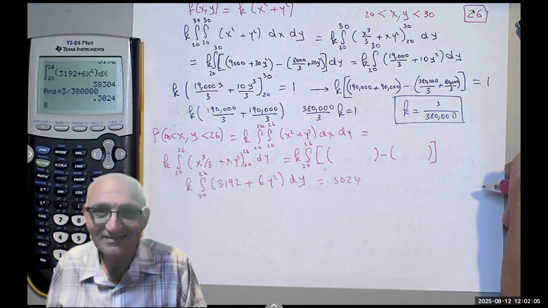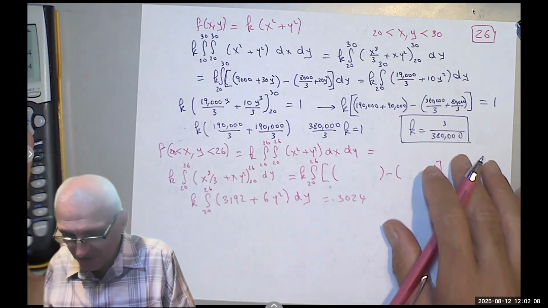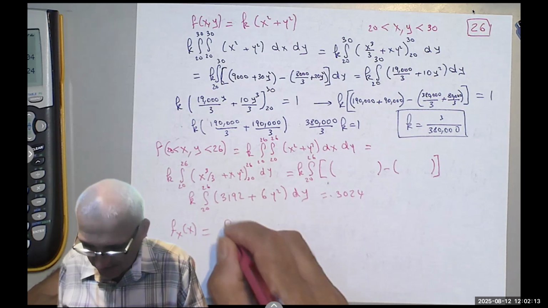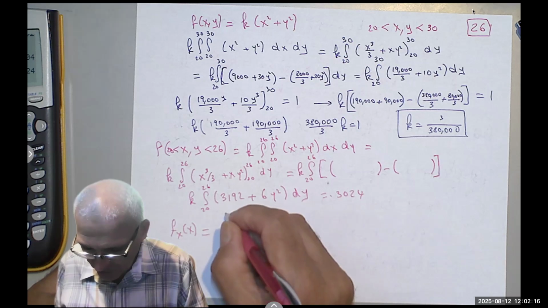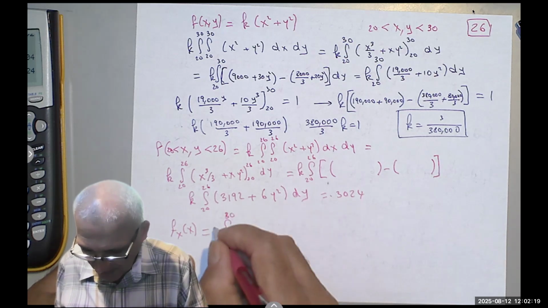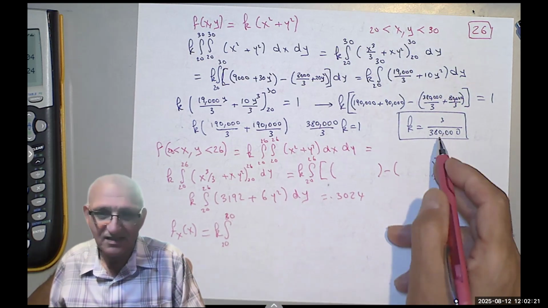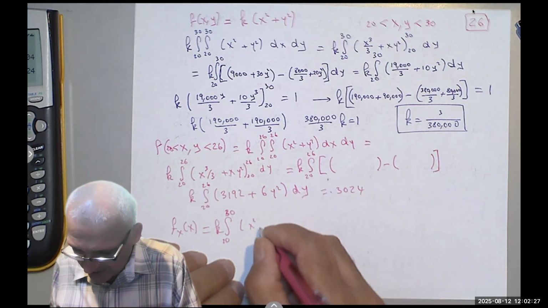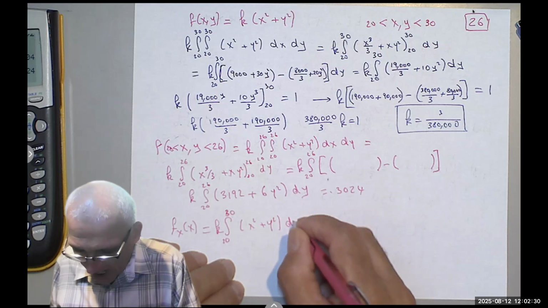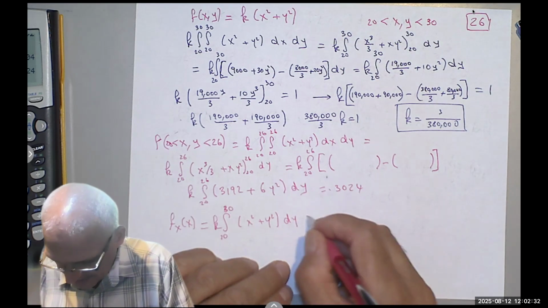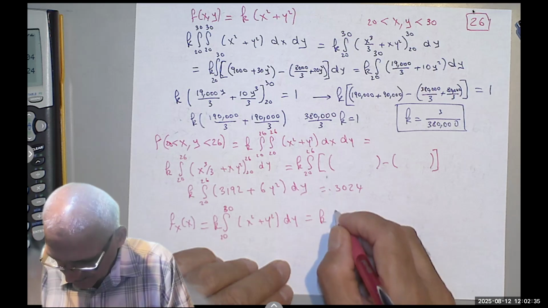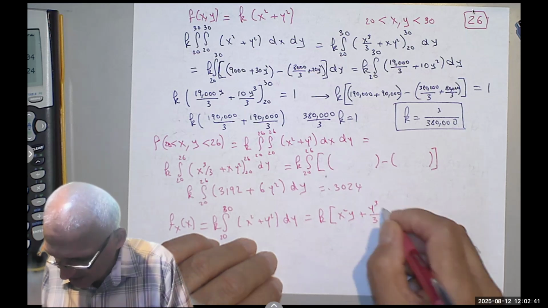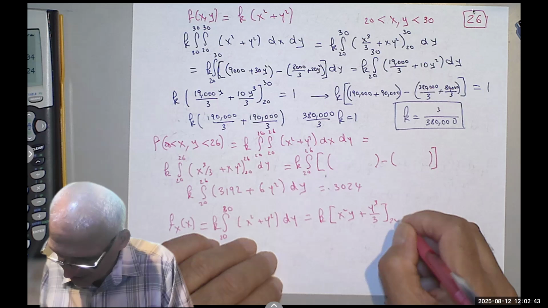I don't like that. And finally, they ask you to find the marginal of x, which is the integral from 20 to 30 of k. We know it's this, but I hate to keep writing this large number, of x squared plus y squared dy. Okay? And then you get k times x squared y plus y cubed over 3, evaluated from 20 to 30.